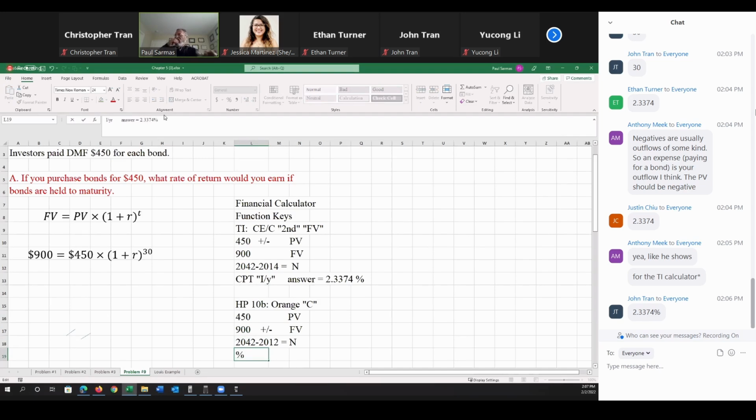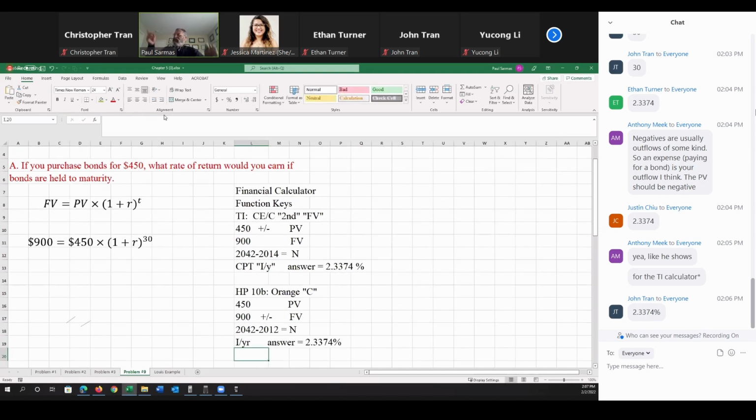The calculator will not show you the percent sign, but because you're calculating I, that 2.334 is your answer as a percent.